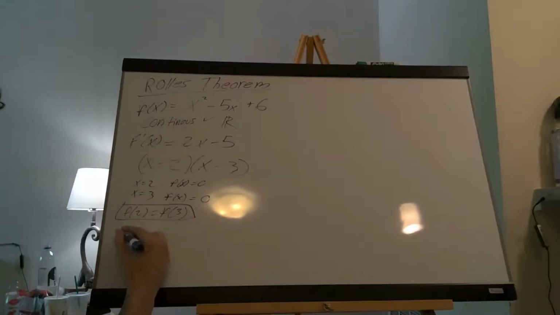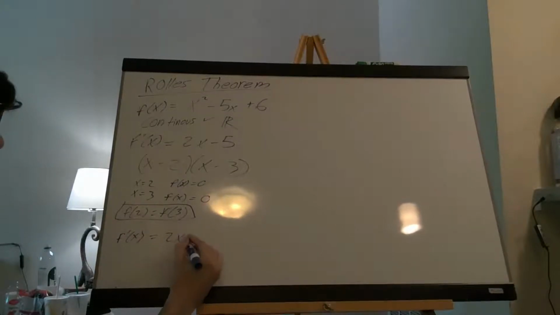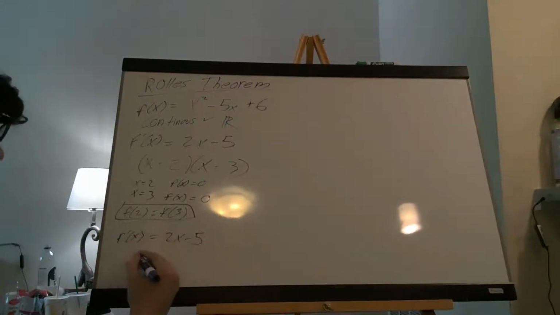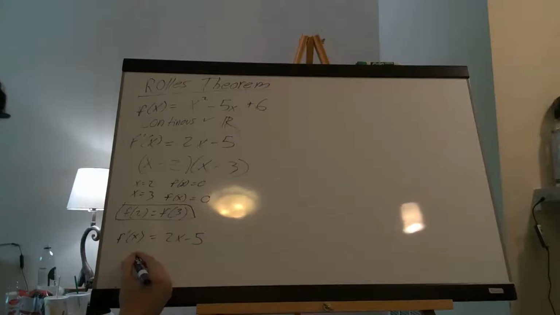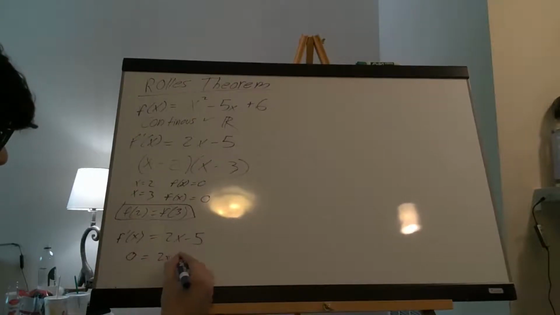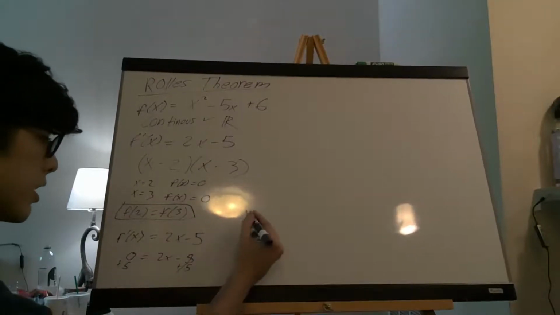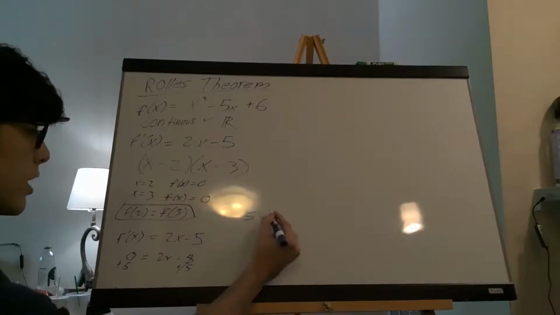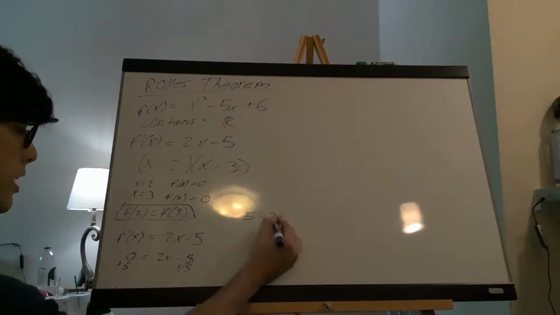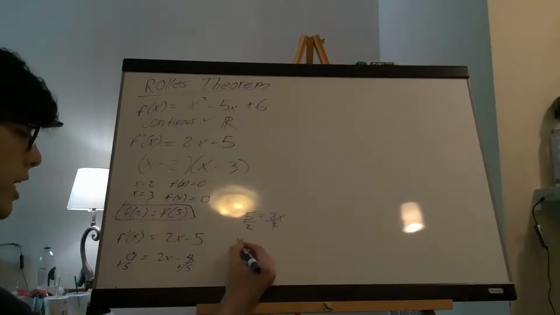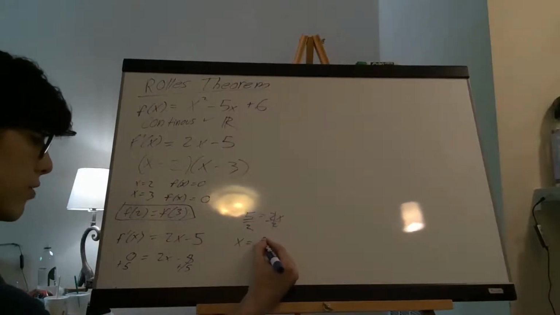So now let's find out. f prime of x equals 2x minus 5. Let's set that equal to 0. 0 equals 2x minus 5, plus 5 on both sides. So then we get 5 equals 2x. Divide both sides by 2. So we get x equals 5 over 2.